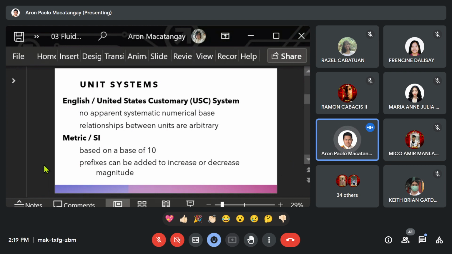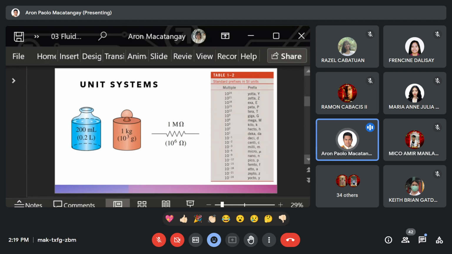The Metric or SI system naman is based on the base of 10. From meter, multiply mo lang siya by 10 raised to some exponent, magiging kilometer na siya, or your gram magiging kilogram, megagram, gigagram, just by multiplying by a power of 10. So mas madali na yung conversion because you simply base it on a prefix that we add to the primary unit. For example, here in the screen, I think familiar naman kayo sa mga ilang conversions.